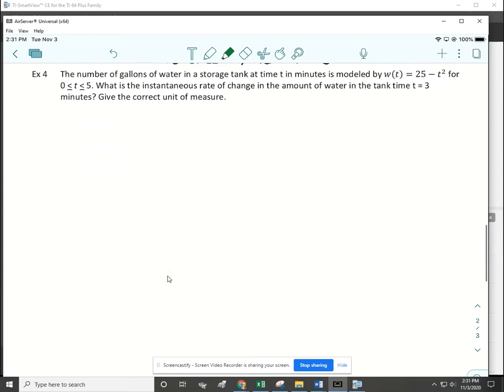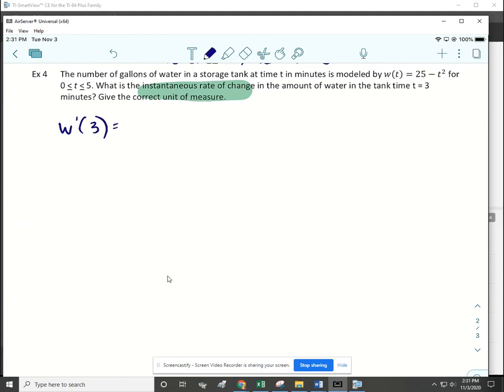Okay, one more. For example 4, the number of gallons of water in a storage tank at time t in minutes is measured by W of t equals 25 minus t squared for t between 0 and 5 minutes. What is the instantaneous rate of change in the amount of water in the tank at time t equals 3 minutes? And then we want to give the correct unit of measure. So when they're asking us to find the instantaneous rate of change, they're asking us to find the derivative. So W prime of 3.